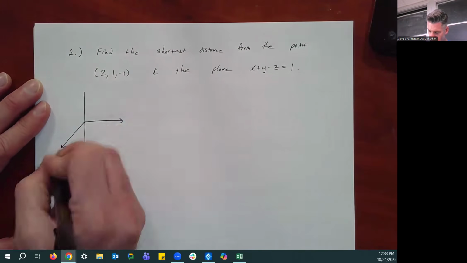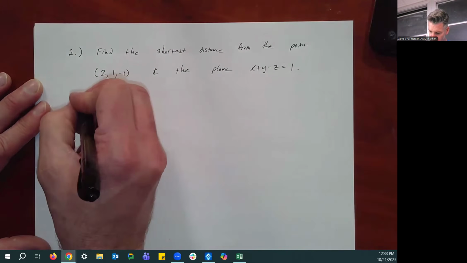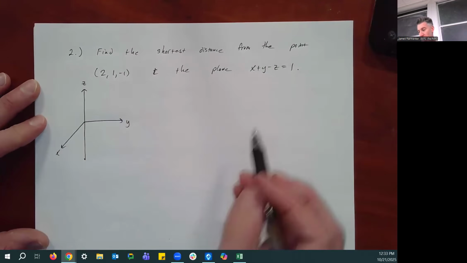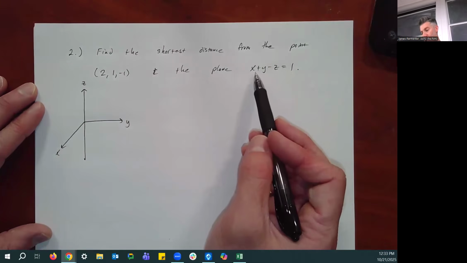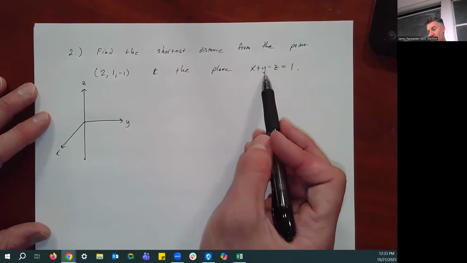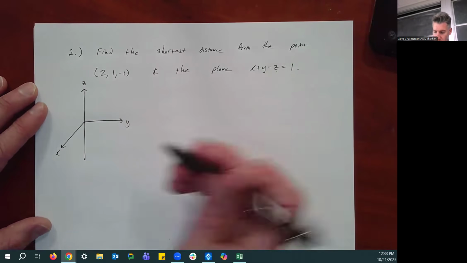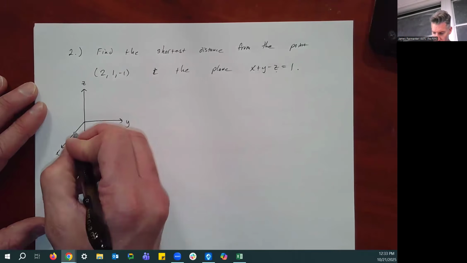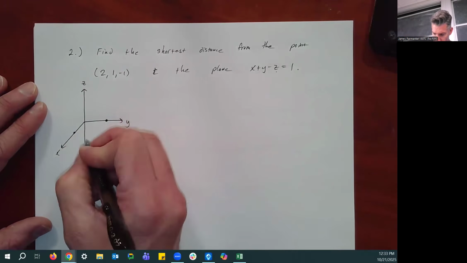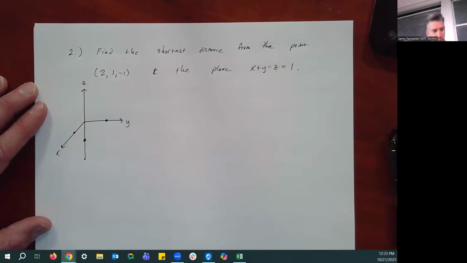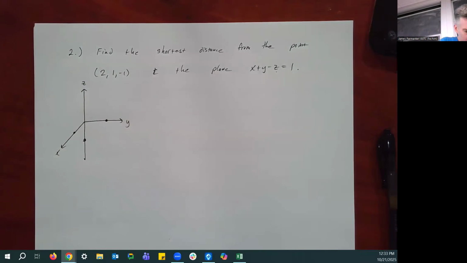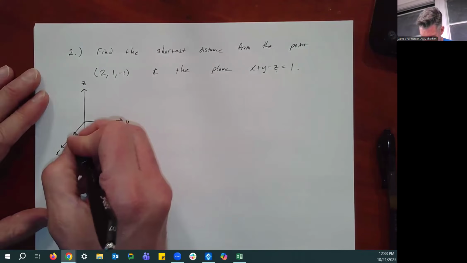So here's my x, here's my y, here's my z. Looking at my equation, my x-intercept should be positive 1, my y-intercept should be positive 1, and my z-intercept should be negative 1. So I've got something like here, then here, and then here. So my plane, let's use purple, I like the color purple. So here's my plane.